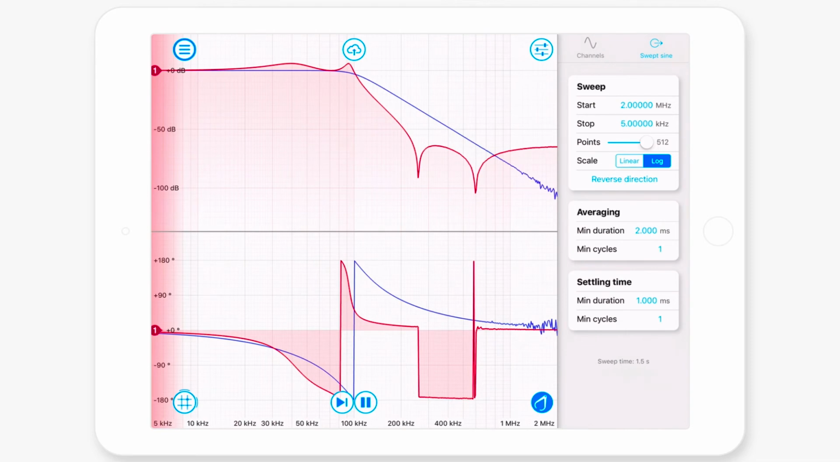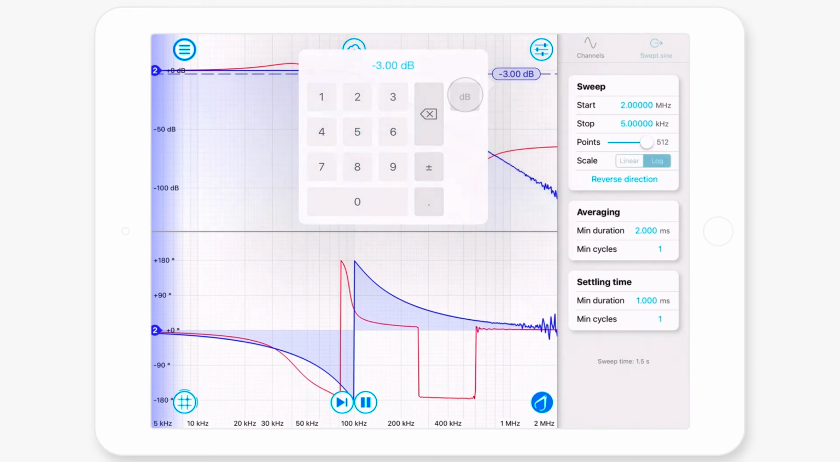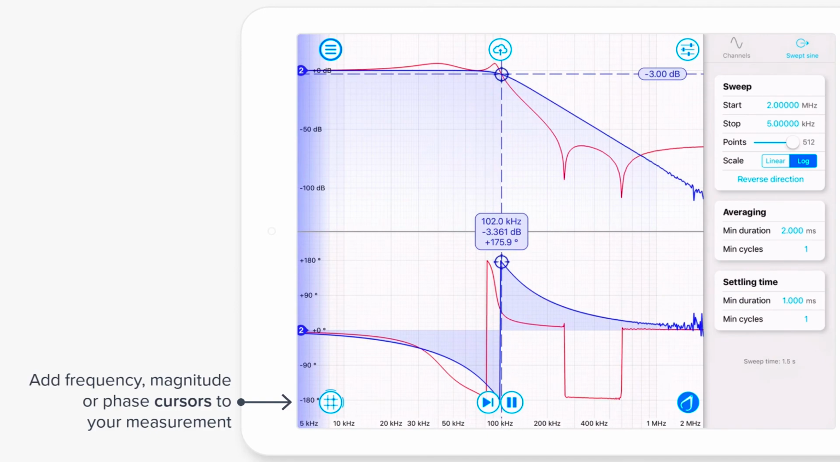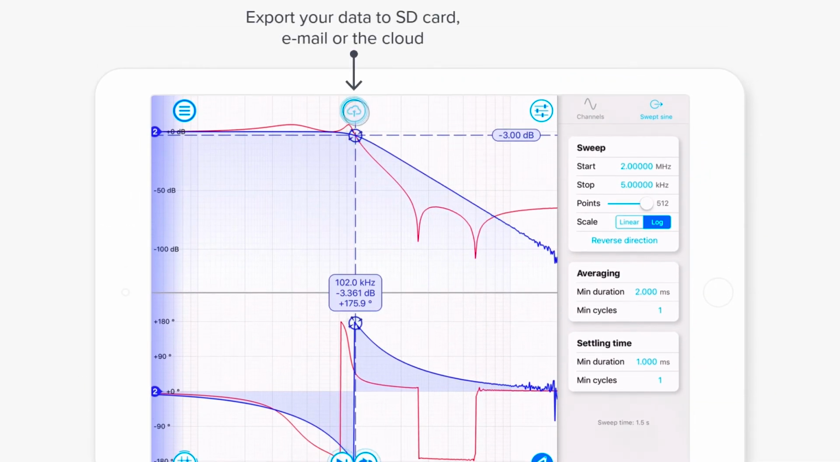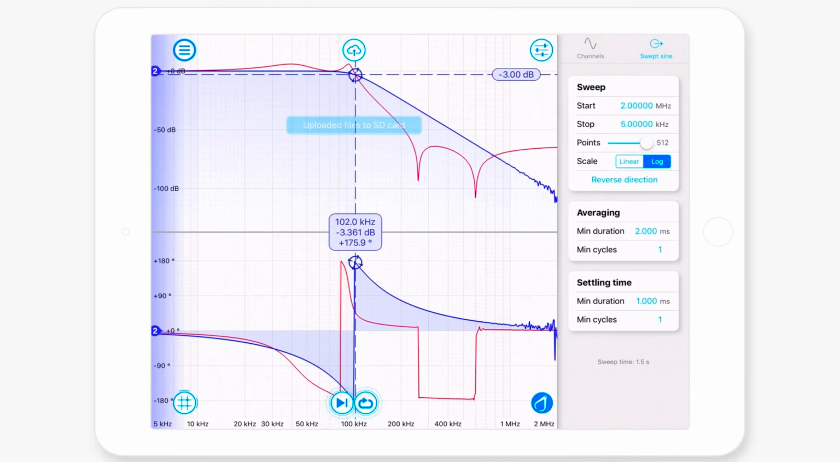As with every instrument that comes with Moku Lab, the Bode Analyzer's user interface has been carefully designed to simplify workflow. To measure important features, add frequency, magnitude, or phase cursors to the region of interest, and effortlessly export your data to SD card, email, or the cloud for post-processing.